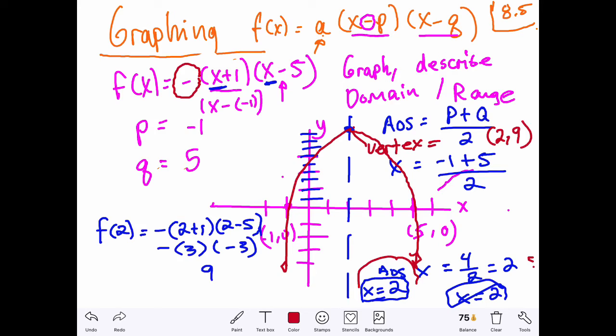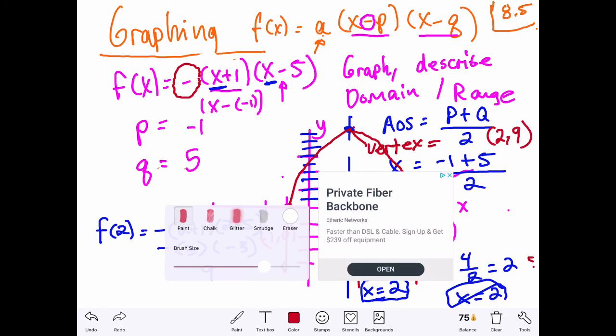All right, now let's look for domain and range. So we graphed it, and what did we do? We started by finding the P and the Q. Those are x-intercepts. We added them together and divided by 2, and that gave us our axis of symmetry, x equals 2. And then I plugged that in for x, and I solved for the y value of the vertex. So my vertex is at 2, 9. And then I just connected the dots, and it opens downwards because I have a negative a coefficient. Okay, so I'm just going to erase a little bit.